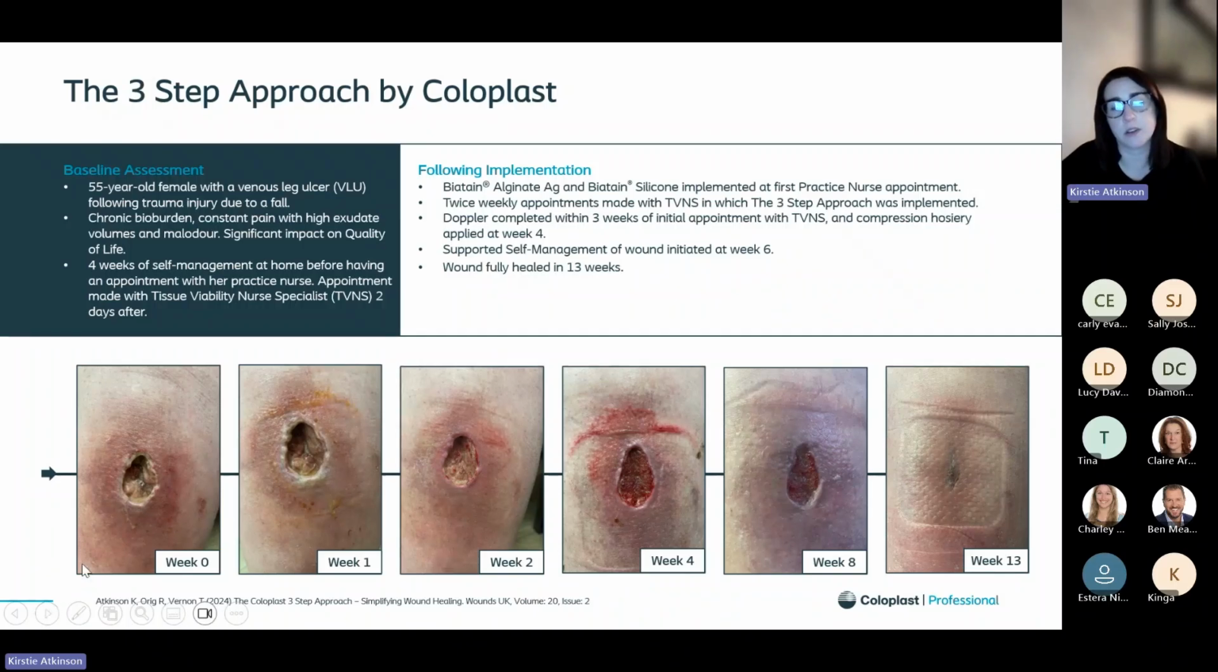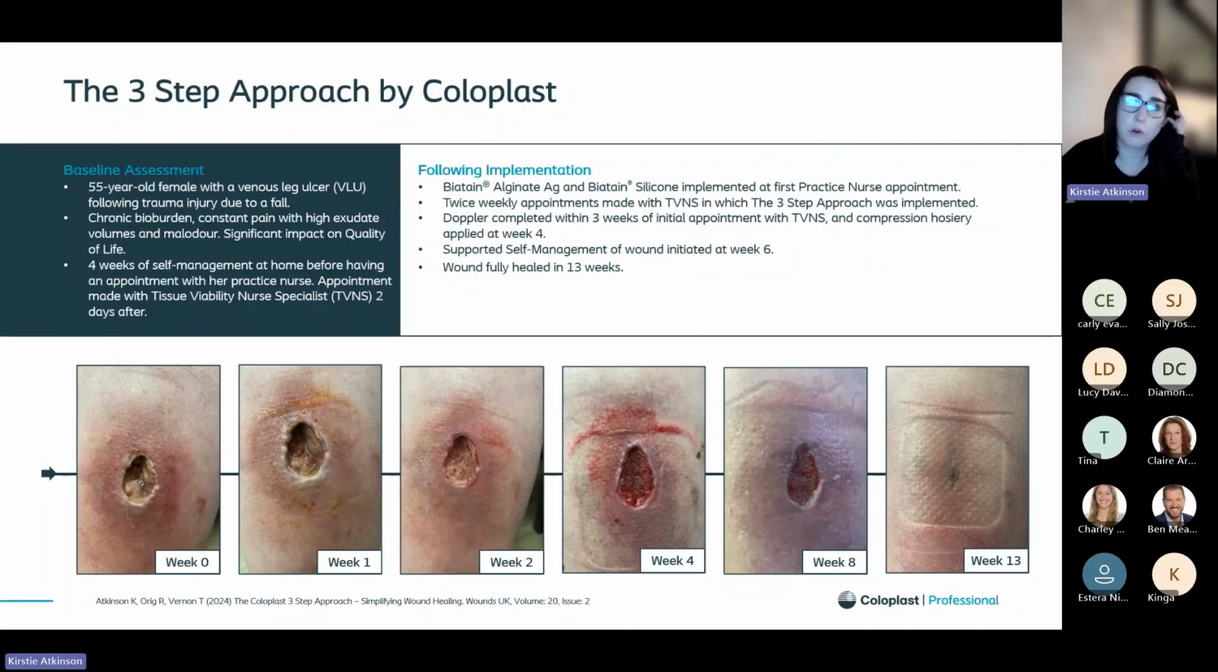And this is one of the patients here. So this is a patient of mine. This is Sandy. She's a 55-year-old female who unfortunately got a venous leg ulcer following a fall. She slipped in a garage and fell into something, which caused the break in the skin.